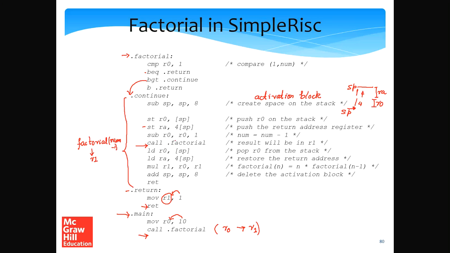That is the assumption, because all factorial functions, including the base case, are supposed to keep the result in R1, and that's the way that we have coded it. So that's okay. We will use the value of R1 later.